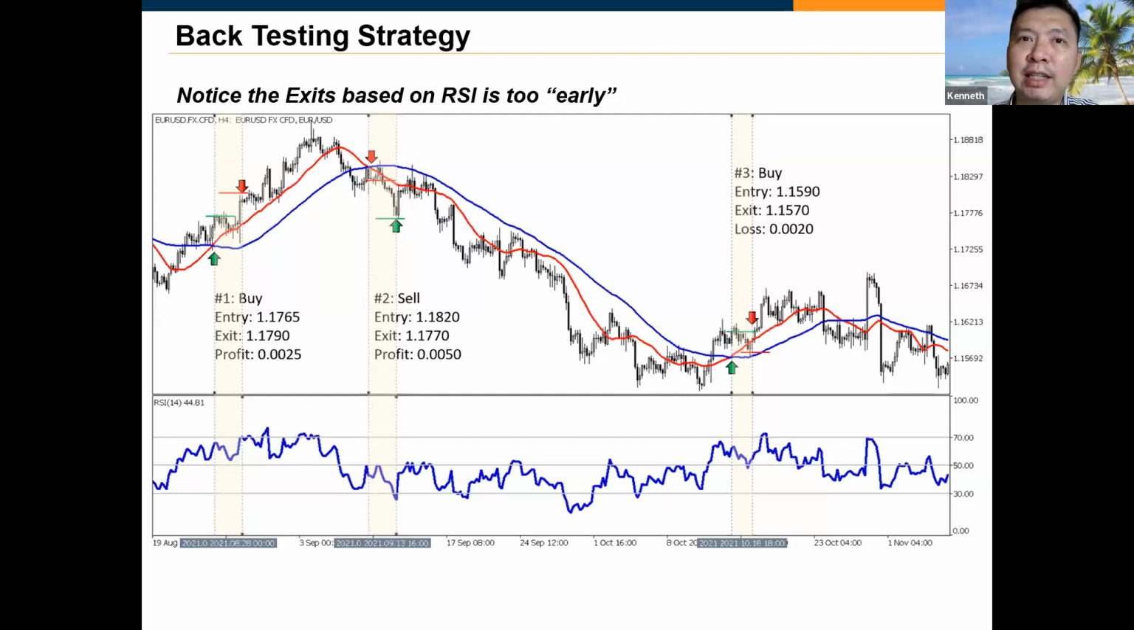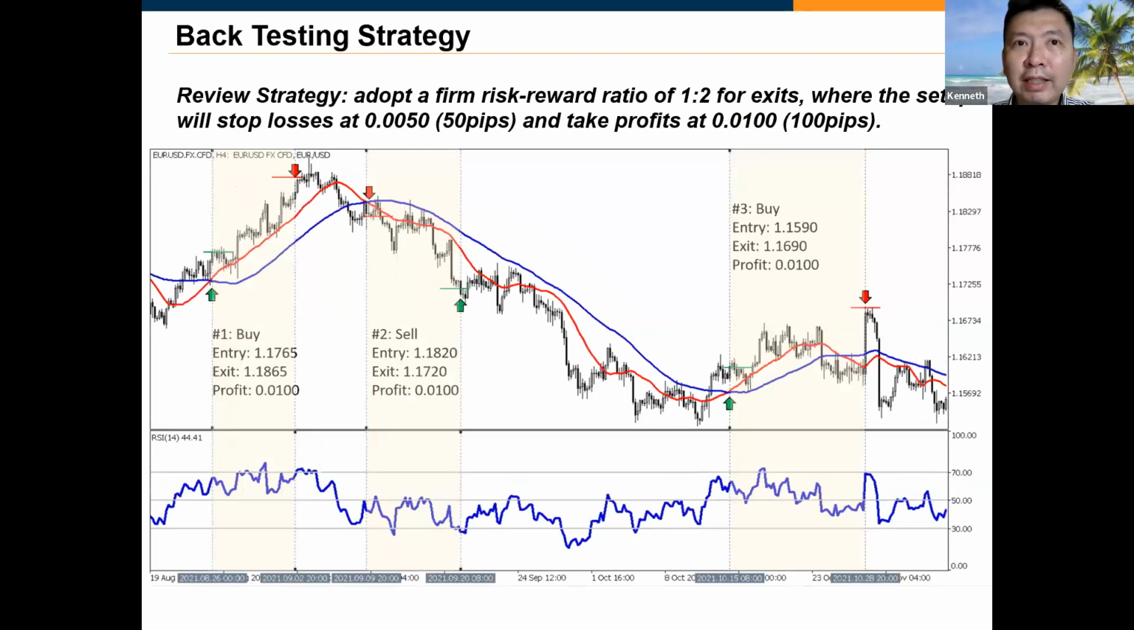So these backtesting results suggest that the exits based on RSI seem to be too early all the time. So instead, let's improve this strategy and adopt a firm stop loss at 50 pips while taking profits at a fixed 100 pips. Let's review this and make this tweak based on the first backtesting results. And we will see that after adopting a fixed stop loss and take profit, we are exiting the identified positions less early.